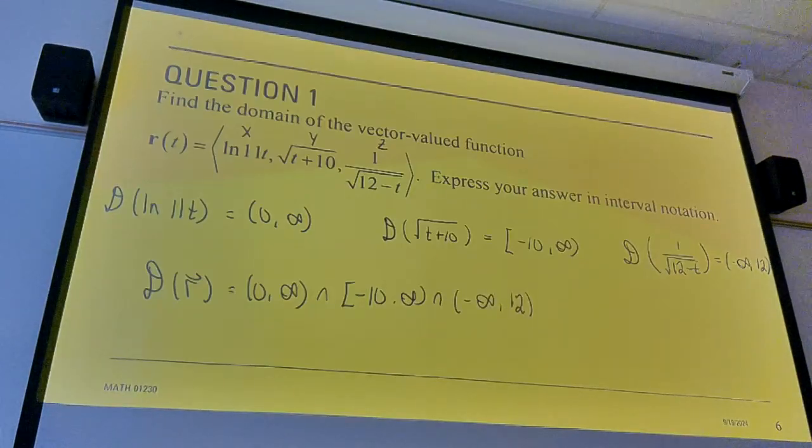So our domain is the intersection of those three. So what do those three intervals all have in common? 0 to 12, parentheses. That.